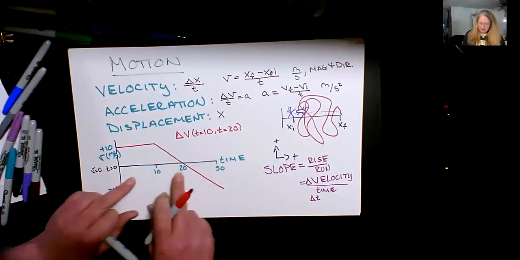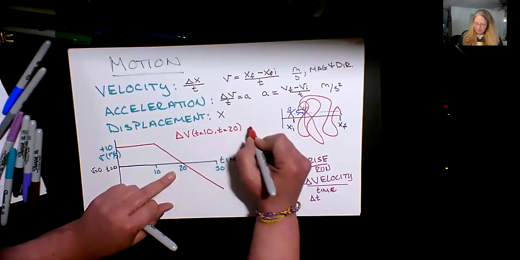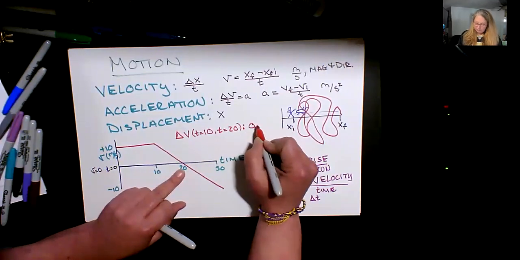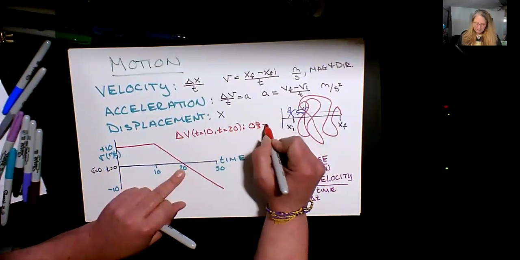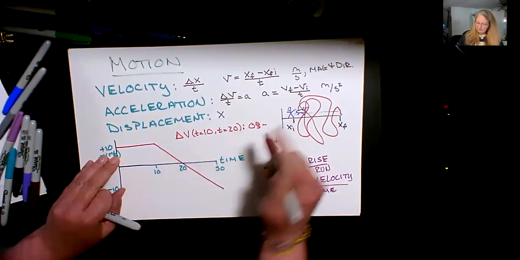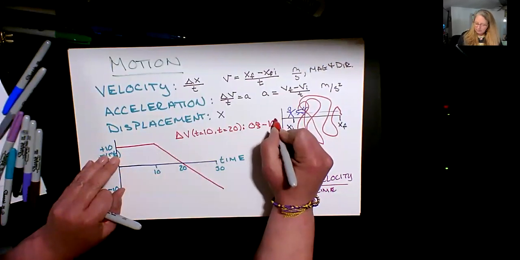Let's see, what is that? So at 20, my v final is 0 meters per second, minus my initial. So here I look at it, I'm going 10 meters per second, so minus 10 meters per second.